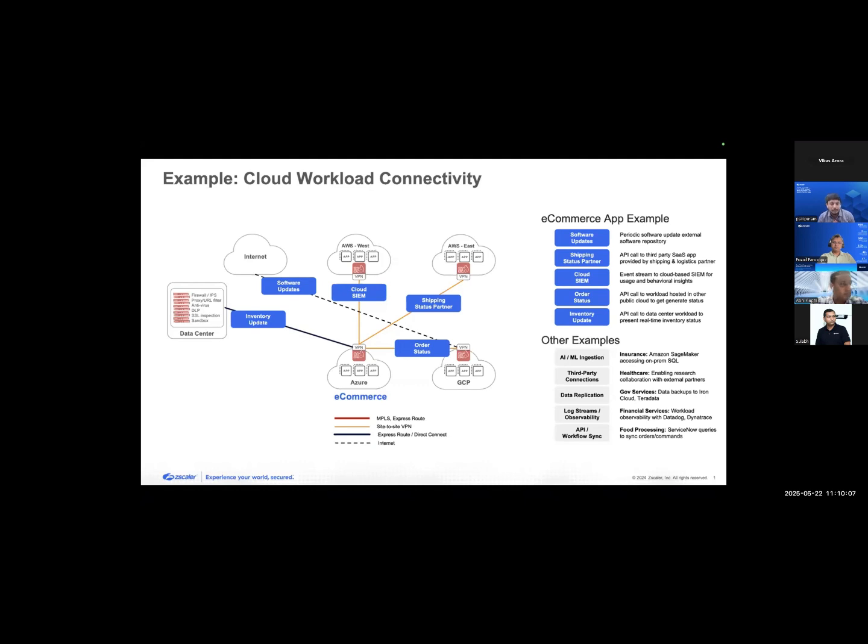So the representation which we are giving here is, think about you have a small e-commerce application which is running on Azure as a front end, and you will be having different services running on different clouds, like order status in GCP or inventory update in data center or shipping status in AWS to be precise. So even though the front end is in one cloud, your backends are spread across all different clouds. As well as you do need to have security for your workloads which are trying to access your third-party applications.